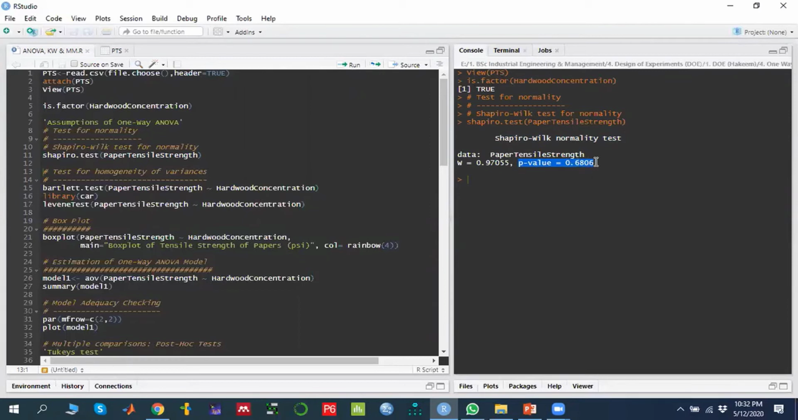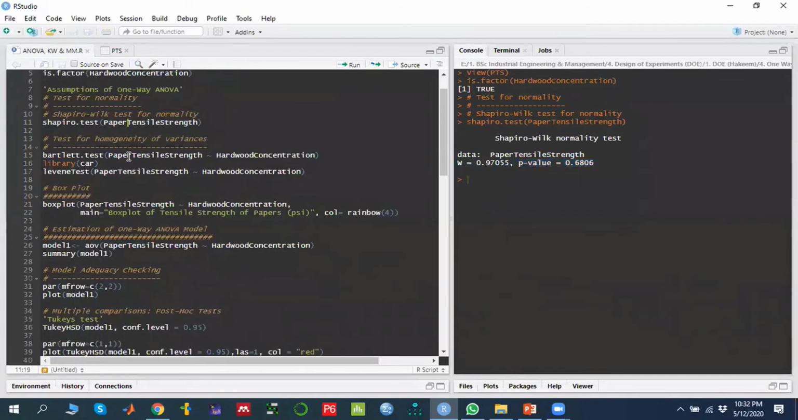That means accept H0. And what was the H0 in a normality test? The data follow the normal distribution, whereas H1 is the data do not follow the normal distribution. Because the p-value is greater than 5%, we can conclude that data follow a normal distribution. So the first assumption is fulfilled in order to apply the ANOVA.